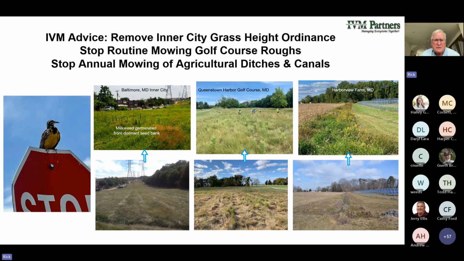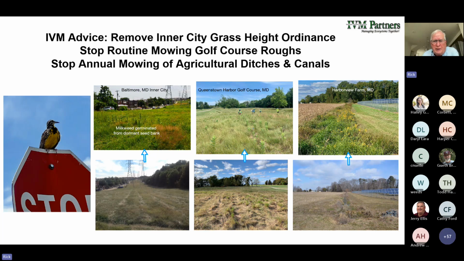There's a number of other areas that we should stop mowing, like inner cities. They want to have habitat. Stop mowing, let's see what we get. We did one site in Baltimore, we got milkweed the next year. Golf courses mow the rough every year. We did selective treatments here in Queenstown. We did another site in Patriots Glen Golf Course in Elkton, Maryland.